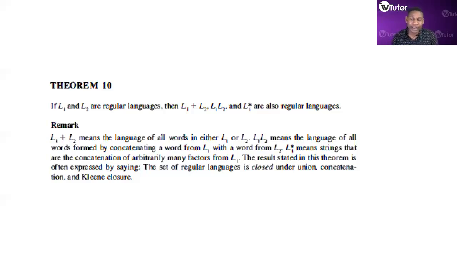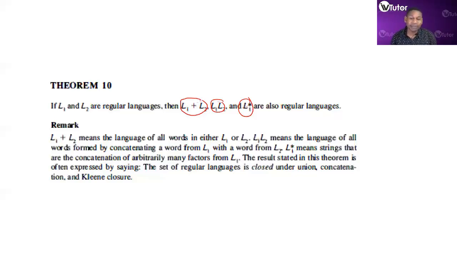Number one, it says if L1 and L2 are regular languages, then L1 or L2, L1L2, and L1 Kleene closure are also regular languages. In other words, it can be interpreted to say the following: regular languages are closed under union, closed under product, and closed under Kleene star.